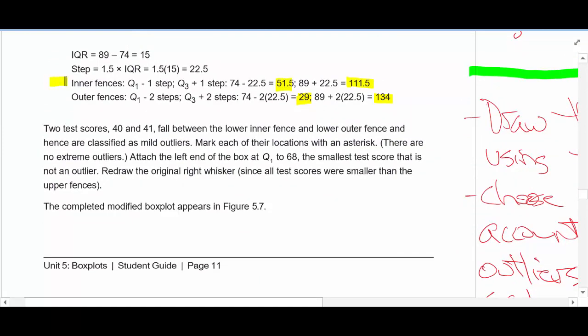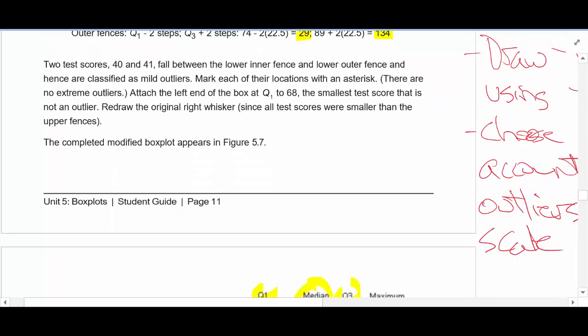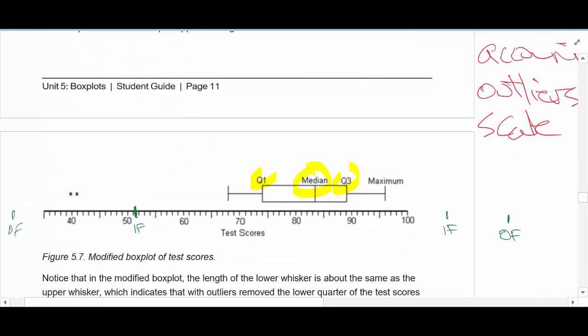Here's the inner fences. So for the inner fence, you've got 50. The lower inner fence would have a value of 51.5. The upper inner fence is 111.5. 111.5 is greater than 100, so you're not going to have any scores that actually reach the upper inner fence. So you're going to simply take the maximum score in your ranked data set and use that maximum to get your upper whisker. Same as the basic box plot.